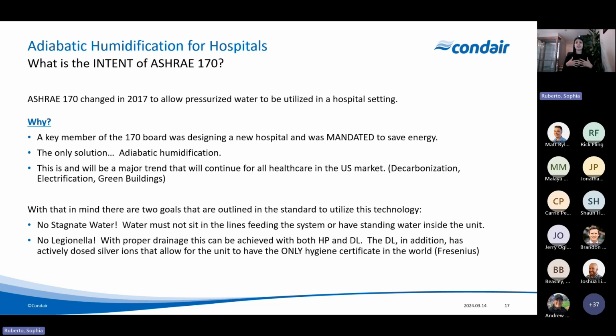This is something that we see as a major trend that will continue in the healthcare market, especially across the US, with decarbonization, electrification, and green buildings taking a forefront in a lot of designs.